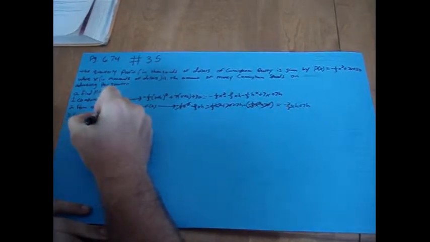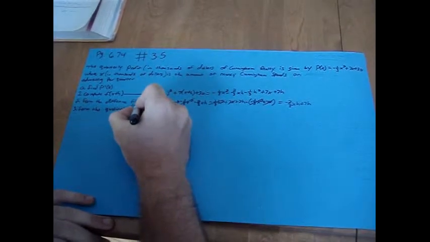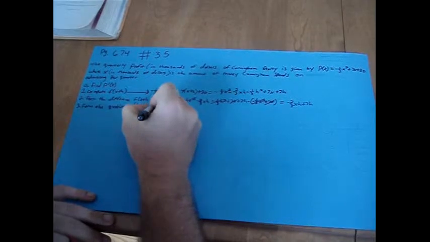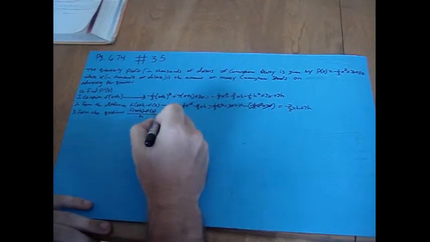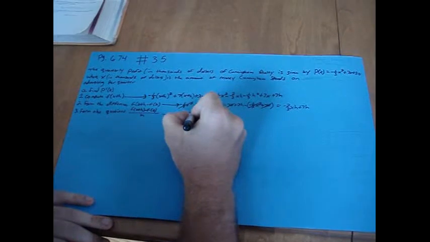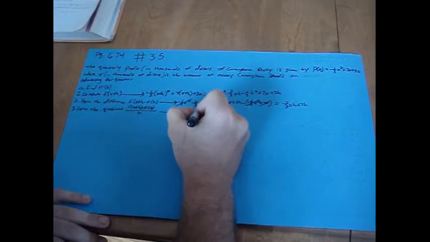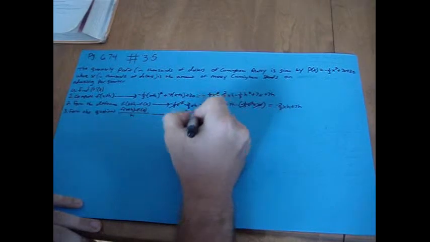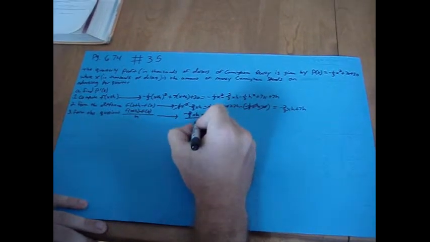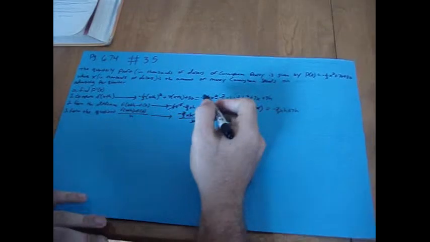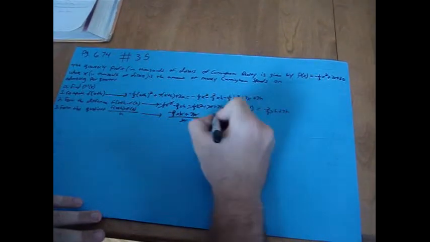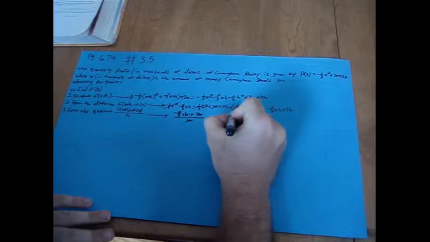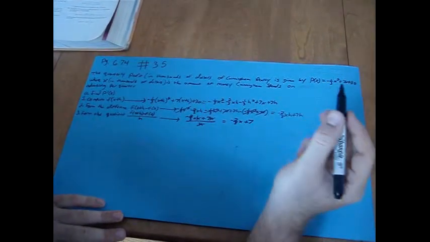Step number 3 is to form the quotient. F of x plus h minus f of x all over h, which is negative 2/3 xh plus 7h over h. The h's cancel, which equals negative 2/3 x plus 7.